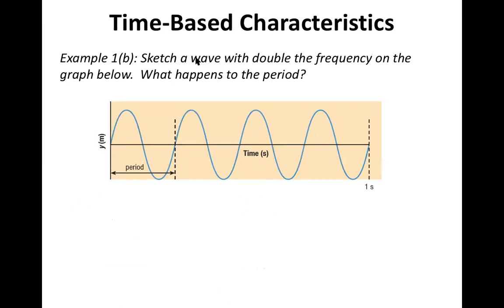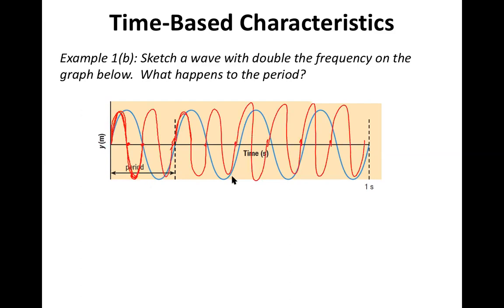Okay, something challenging. Sketch a wave with double the frequency on the graph below. What happens to the period? So if we're going to have double the frequency, that means in the amount of time that this wave goes crest trough, we're going to go crest trough, crest trough. So in math, if you've gotten to this point in the grade 11 math course yet, this is called a horizontal compression. All the points get 2 times closer to this axis here.